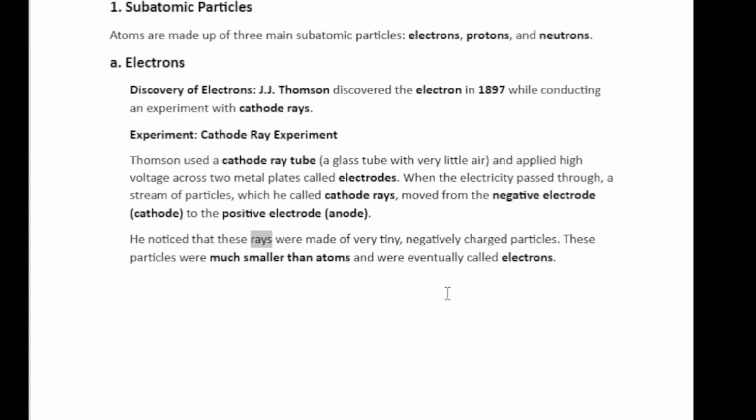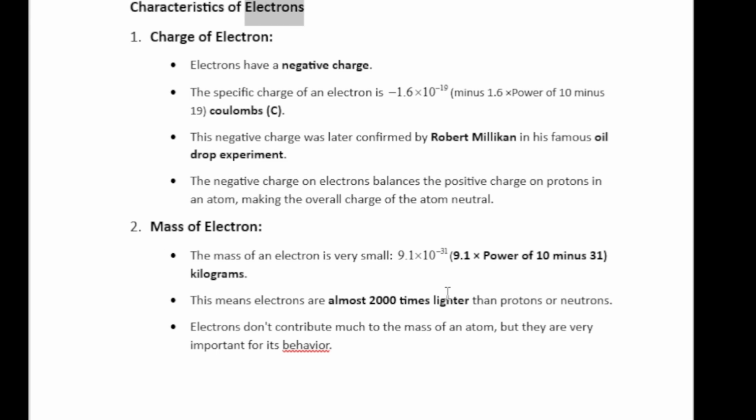He noticed that these rays were made of very tiny, negatively charged particles. These particles were much smaller than atoms and were eventually called electrons. Characteristics of electrons. Charge of electron. Electrons have a negative charge. The specific charge of an electron is minus 1.6 times 10 to the power minus 19 coulombs, C.